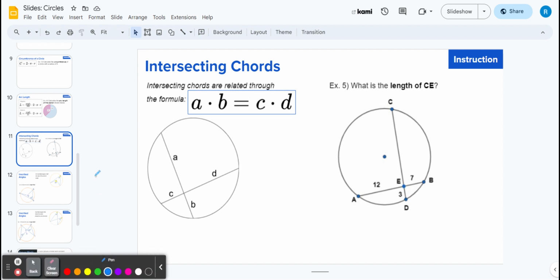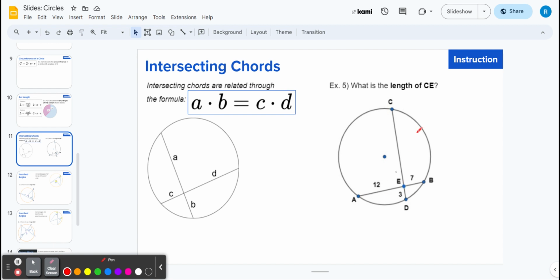When we have a chord like AB intersecting with a chord like CD, they create 4 separate segments, right? This A segment, this B segment, this C segment, and this D segment. And if we multiply them together, A times B and C times D, those two values should be equal to each other. So let's see how this comes into play.